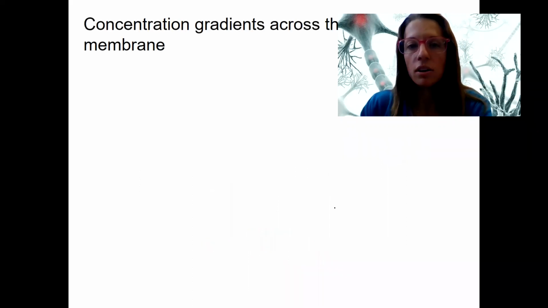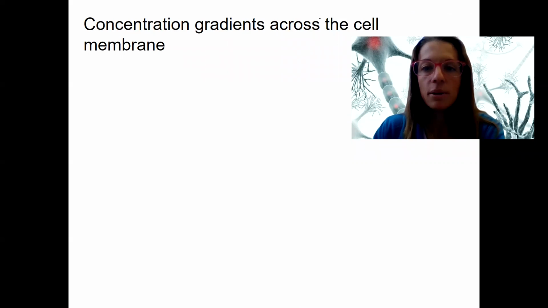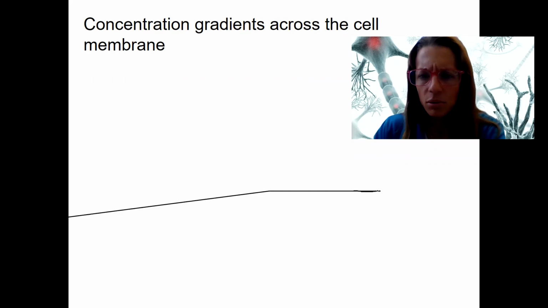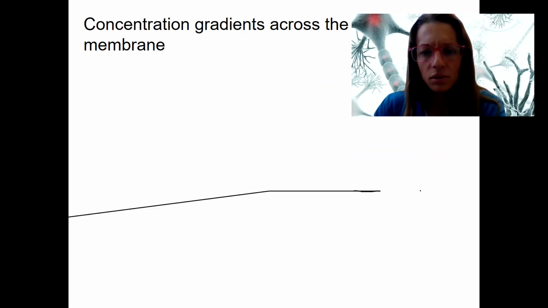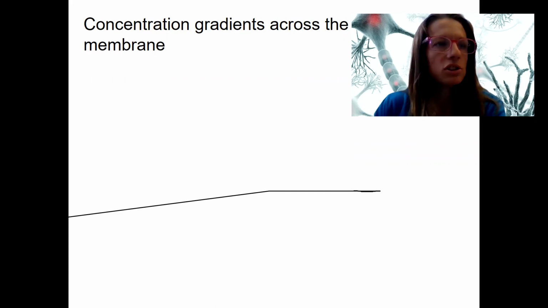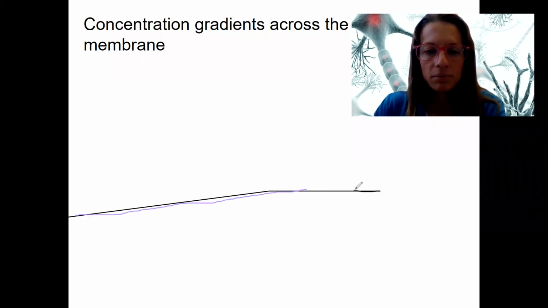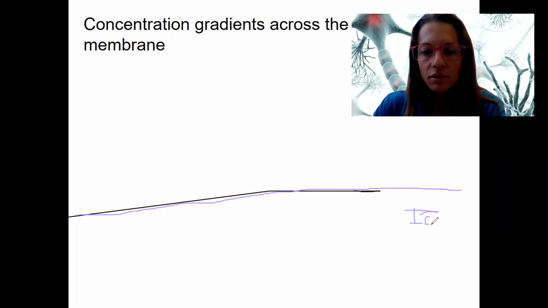So let's draw this. What I want to do here is draw the concentration gradients across the cell membrane. You may remember this. We've got our cell membrane here, which is not beautiful. Let me actually try this with a different pen. Okay, here is our cell membrane. We've got the ICF and the ECF.